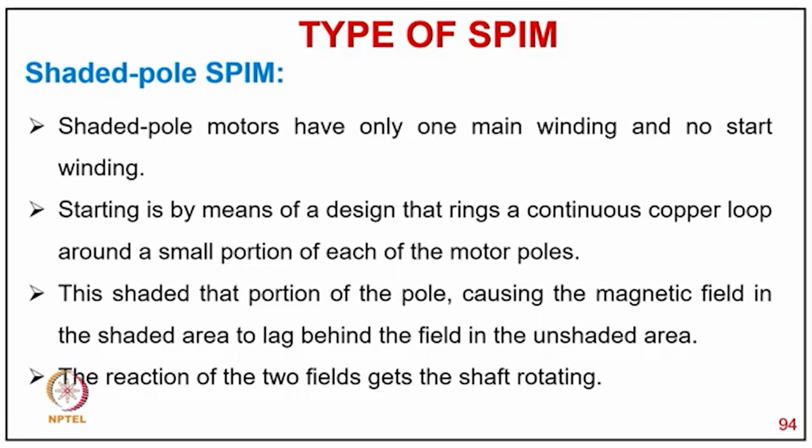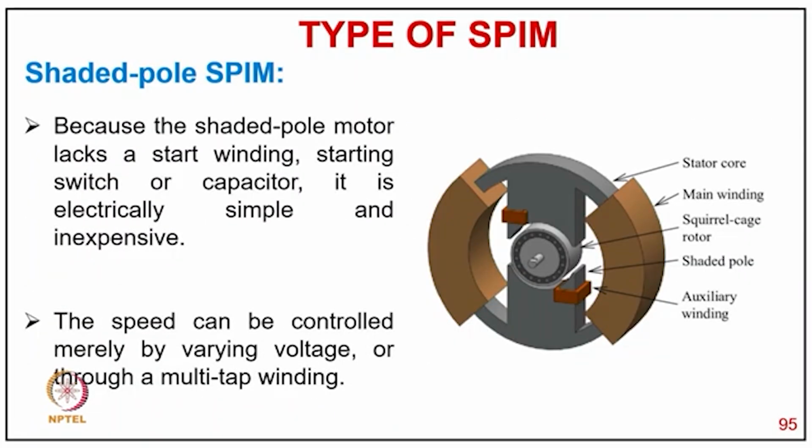So the shaded pole motor has only one winding and no start winding. Starting is by means of a design of rings, a continuous copper loop around a small portion of each of the motor stator poles, and this shaded portion of the pole causes the magnetic field in the shaded area to lag behind the field of the unshaded portion. The reaction of the two fields gets the shaft rotating, as you can see here in the diagram how the shading coil is put on the core and the winding put on the other portion.